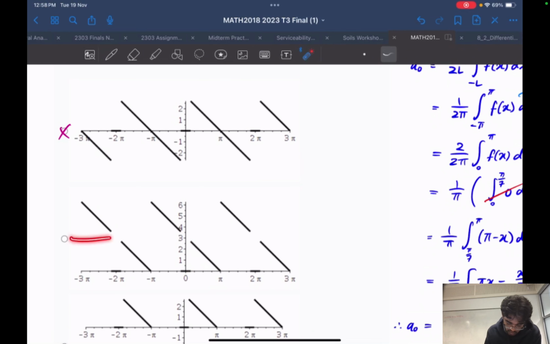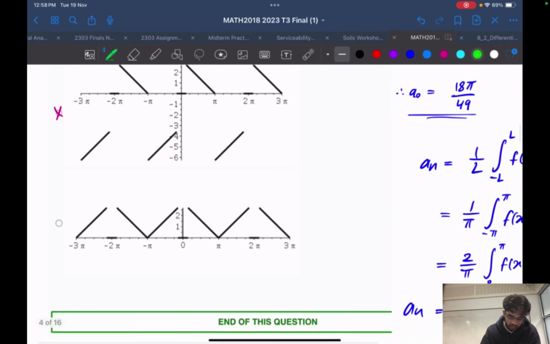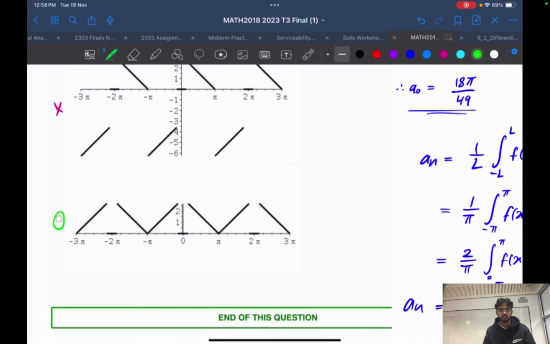Oh, actually no, it's not. There's an axis of symmetry over there. Yeah, there is, but obviously our axis of symmetry is at 0, or at the y-axis, because it's an even periodic function. This one, I don't even know what's going on. And this is what we pretty much drew. So it should be part D.